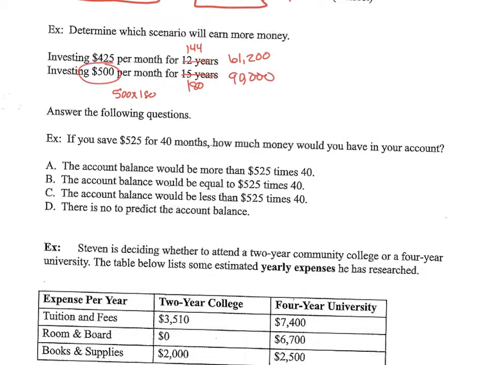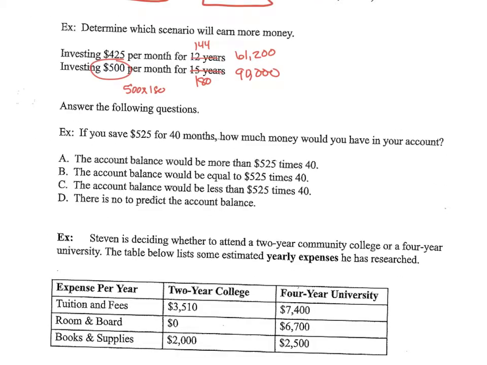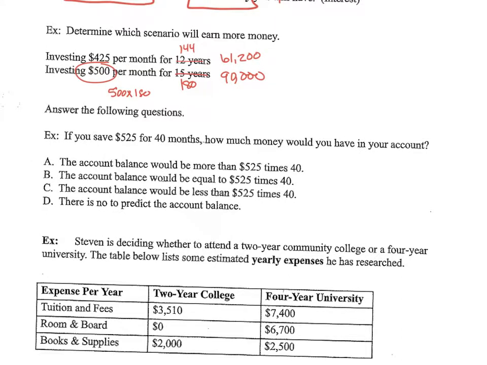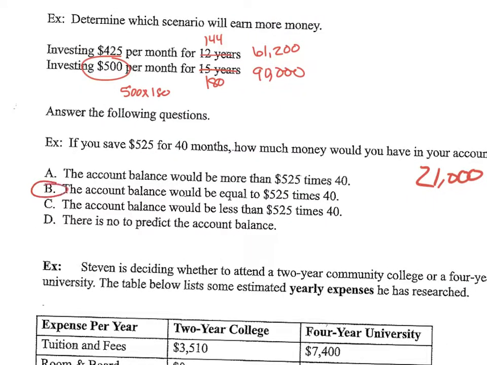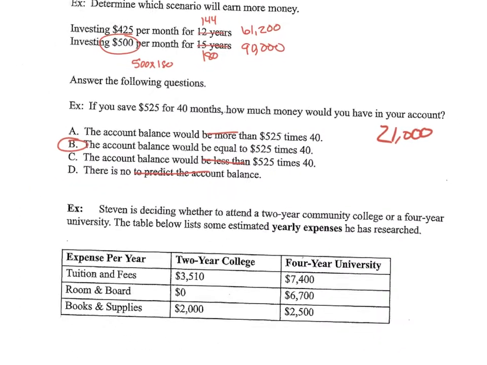If you say 525 for 40 months, how much money would you have in your account? So how much are you going to have? You'd have 21,000. And so these answer choices: A says the account balance would be more than 525 times 40. Or B, the account would be equal to 525 times 40. C, the account would be less than 525 times 40. Or D, there's no way to predict the account balance. B, it's not going to be less than, it's not going to be more than, and we're able to predict, yeah.